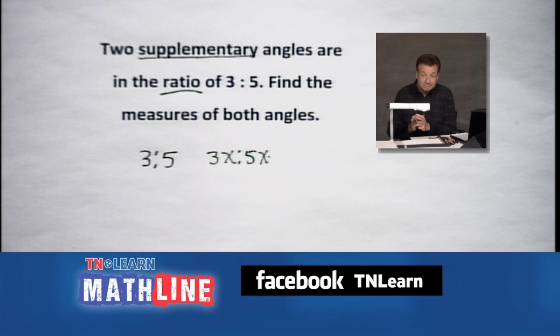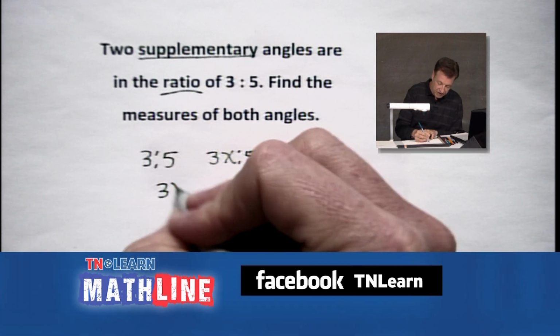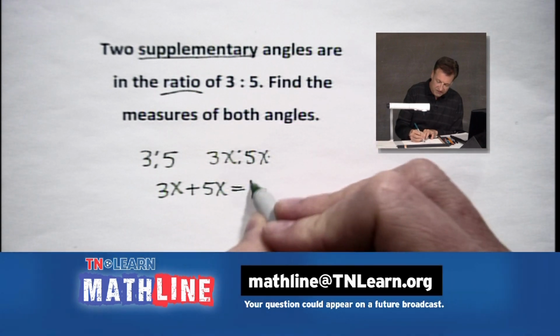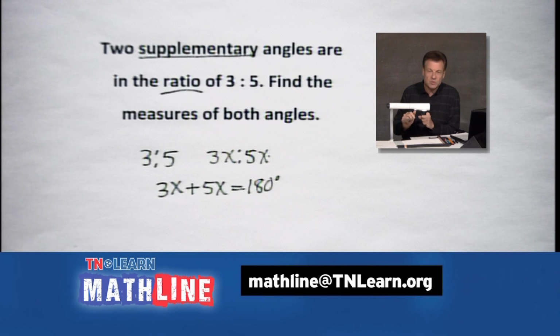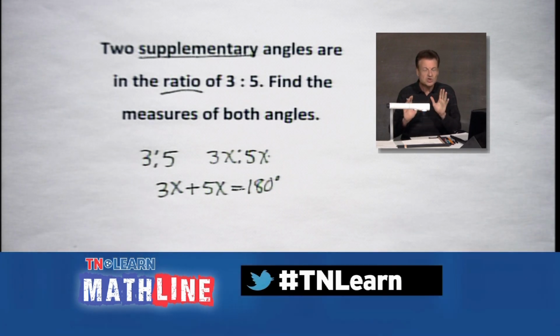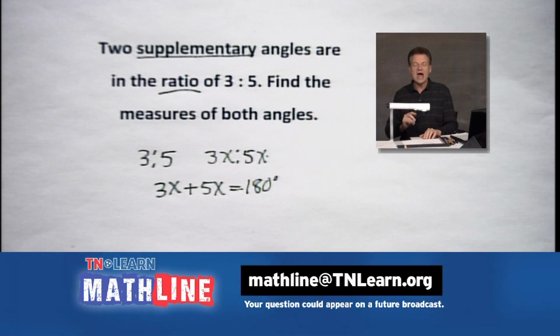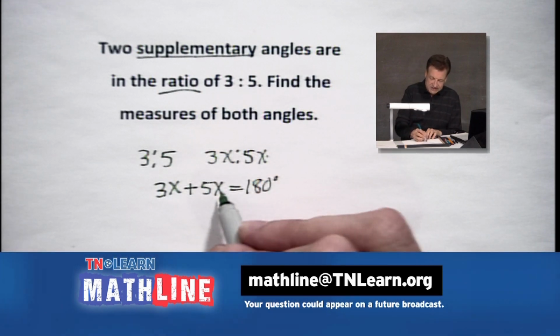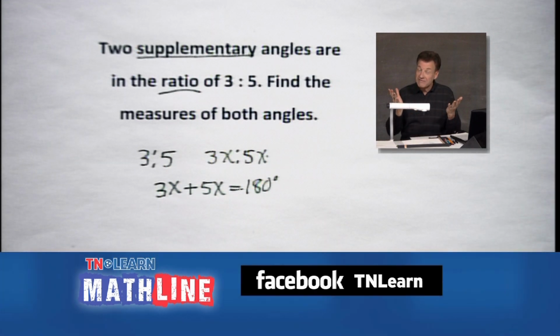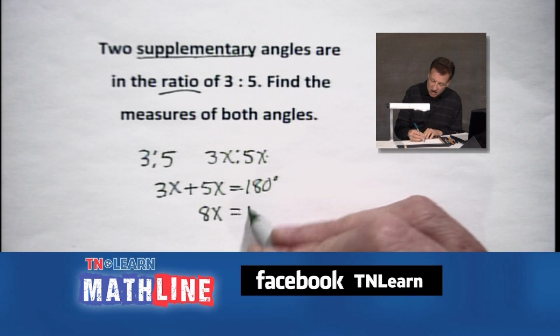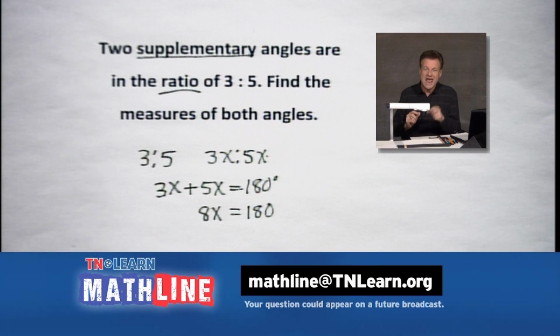What are we going to do with them? Well, what do we say about supplementary? They add up to 180. So here we go. We're going to have 3x plus 5x, and my friends, that will give us 180 degrees. That's where we're going with this. So now, what are we going to do? Easy. We're going to add the like terms. I'm seeing 3x, I'm seeing 5x. 3 and 5, that's easy, guys. Gives us 8, and we bring the x along for the ride. Right there we are. 8x equals 180.